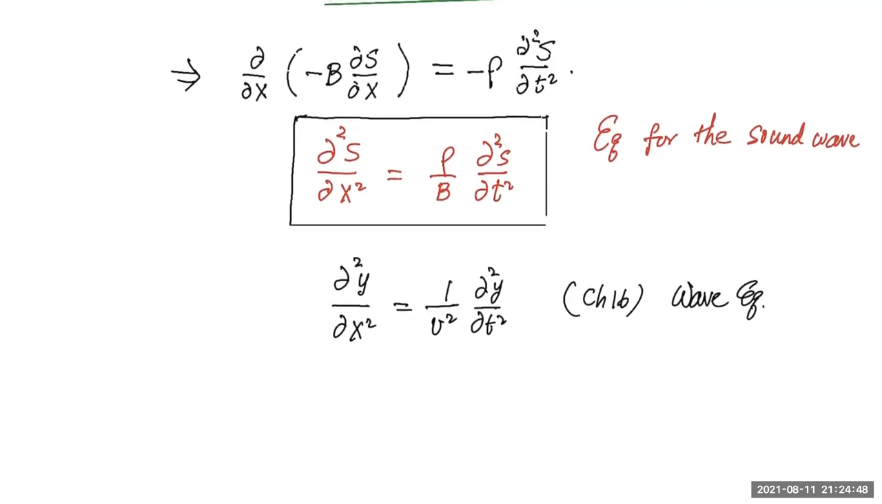And we learned something very important by comparing these two equations. I found that 1 over v squared equals rho over B. So that tells me the speed of the sound wave. So v equals the square root of B over rho. This is the equation for the speed of the sound wave. Very important.